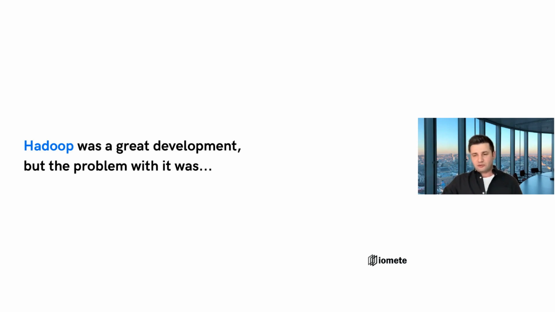So we talked about how Hadoop was great. It brought distributed architecture. It allowed us to easily store large volumes of data and process at scale. But what was the problem with Hadoop? Why didn't we stop there? Why did we want to build a new architecture?